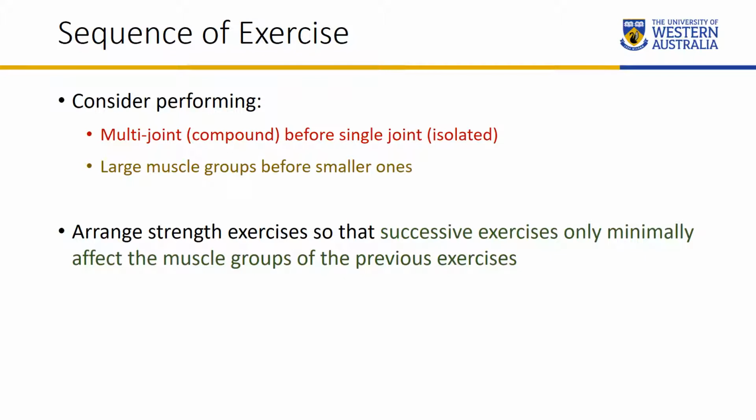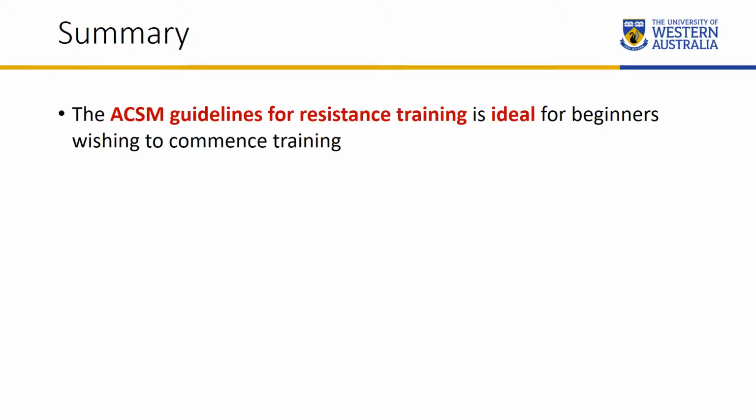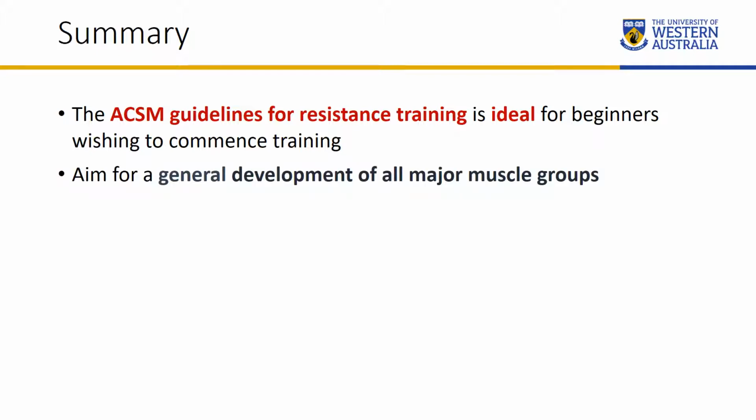It is also advisable that as you go through the program, you should try to arrange exercises so that successive exercises only minimally affect the muscle groups of the previous exercise. So in summary, the ACSM guidelines for resistance training are actually quite an ideal starting point for beginners who wish to commence resistance training. It is important though, when you choose exercises or when you're programming the activities, you aim for general development of all major muscle groups rather than trying to be overly complex and technical.